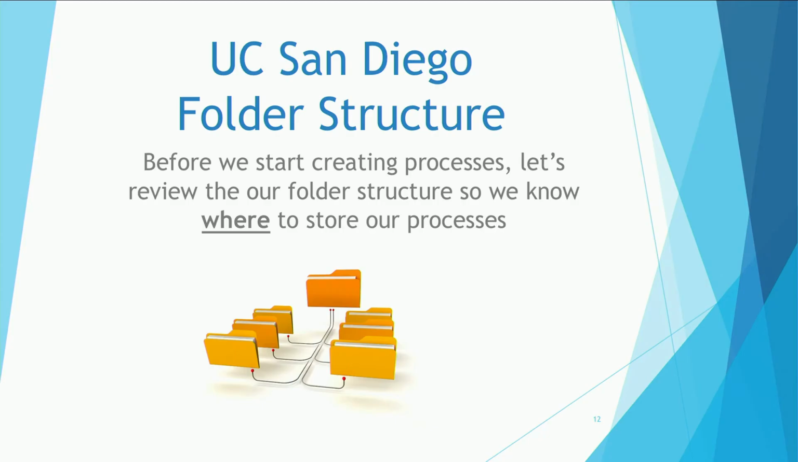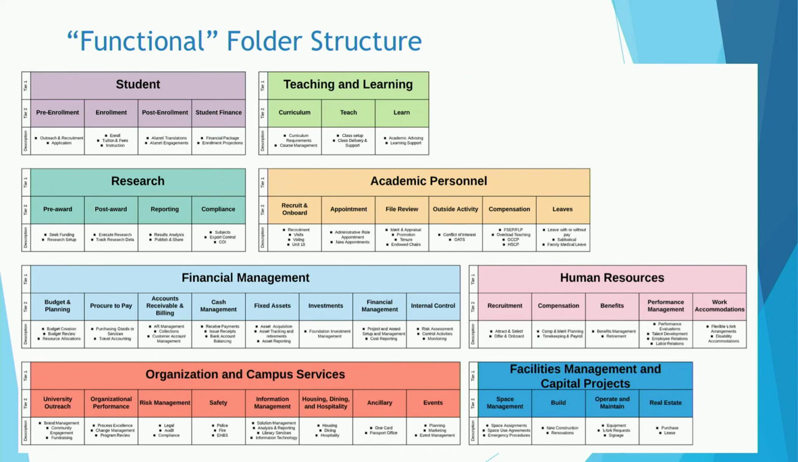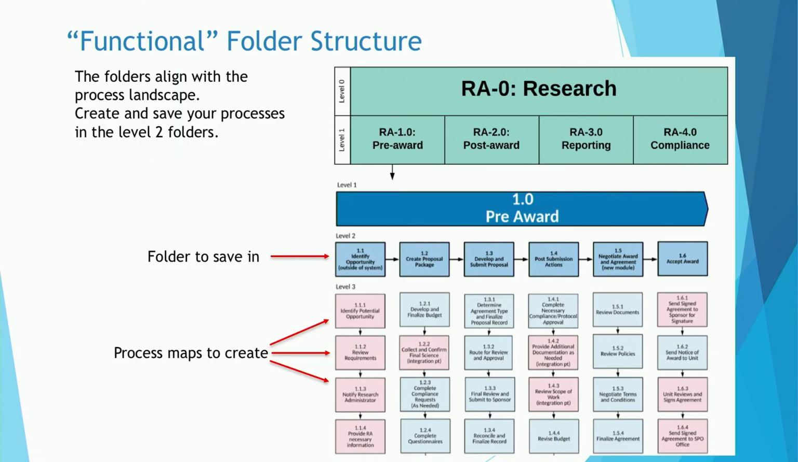Now that we've seen how to create a process, it's important to know where our final processes should live. Rather than creating a hierarchy of folders based on VC area or department or office, our structure will follow the ESR process landscape model. We'll be creating processes at the level 3 and saving in the level 2 of our process landscapes. So if I were to create this process here, negotiate terms and conditions, 1.5.3, I will simply call the process negotiate terms and conditions and then save it in the appropriate folder path. So I'll save it here at the 1.5 negotiate award and agreement.